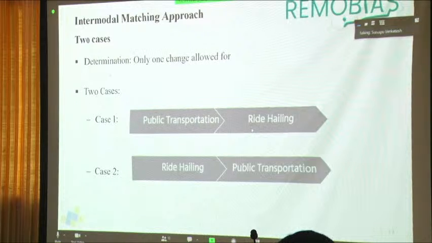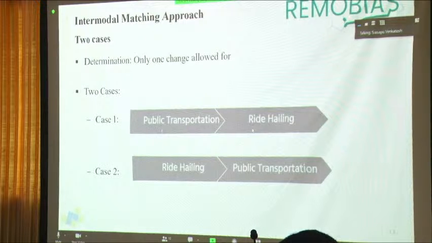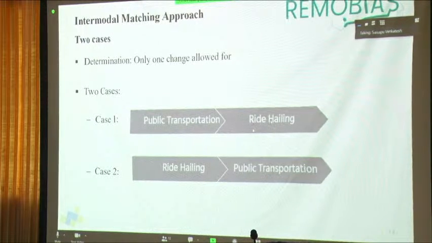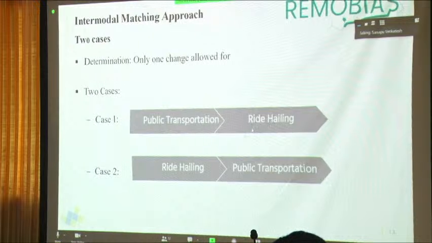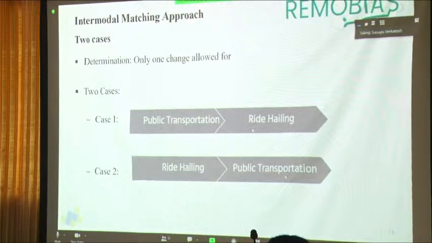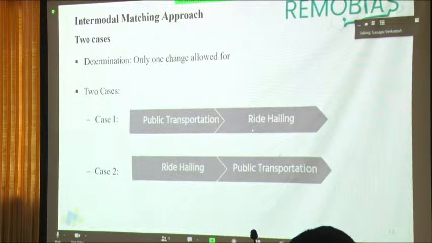After we allowed only one change, we only have two cases here. One is that he can take the public transportation system, and then take the carpooling or ride-hailing system. The second case is the ride-hailing system, and then the carpooling system. In the next slide, I am going to show you the pictorial representation.